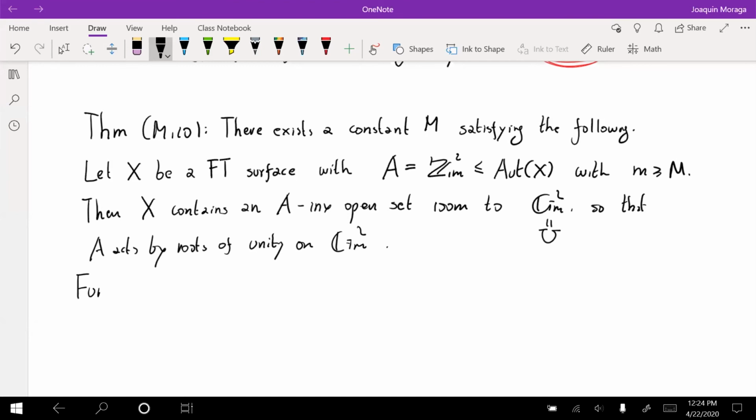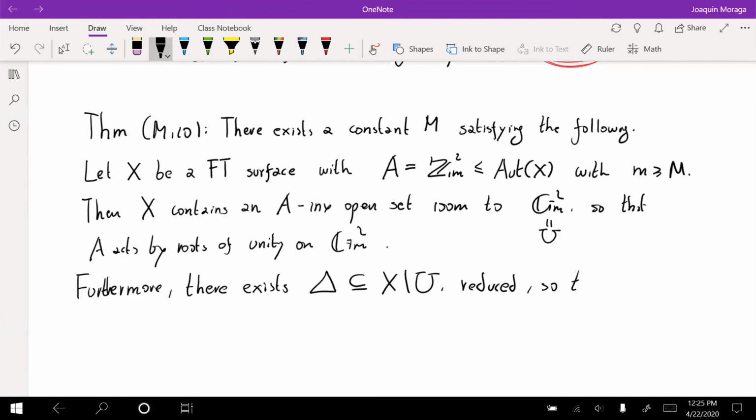Okay, furthermore, there exists delta contained in X minus U, reduced, so that (X, delta) is log canonical and K_X plus delta is linearly equivalent to 0. So this is what people call a one-complement. So essentially it is one-complemented, and if you throw away the one-complement and maybe something more, you get a torus. And the action of A on the torus is, well, just by roots of unity.